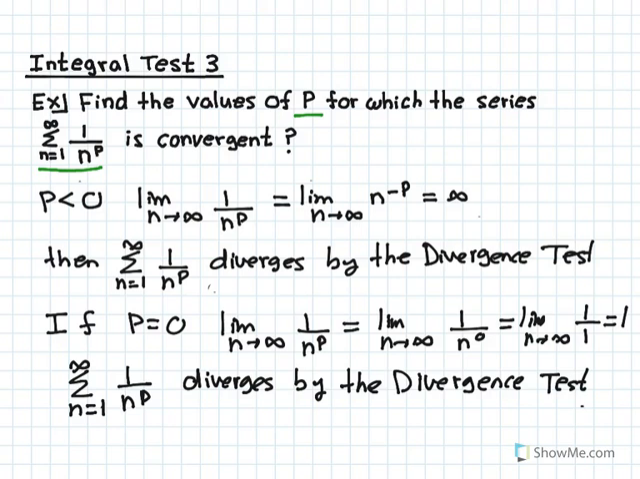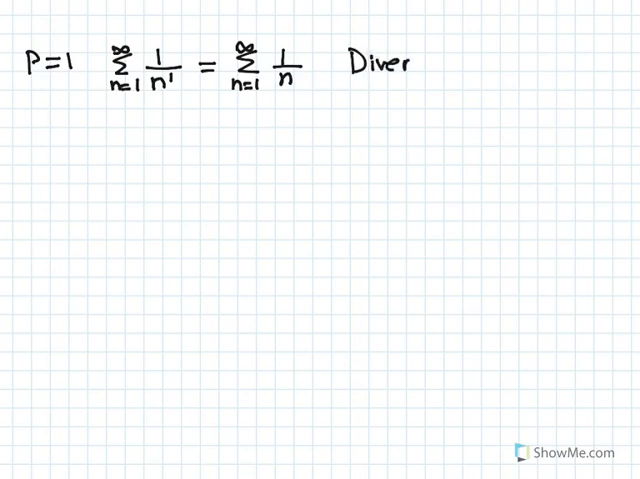Now let's consider the case p equals 1. If p is equal to 1, that gives us the summation of 1 over n to the power of 1, n equals 1 to infinity. Let's just write this as the summation of 1 over n, n goes from 1 to infinity. And this is a divergent harmonic series that we proved in an earlier video to be divergent.